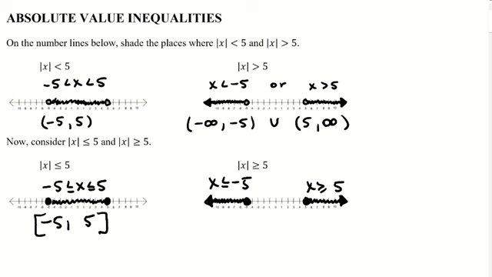If I was going to write this as two intervals, because there's two different places where this is happening, I could say negative infinity up to negative 5. Okay, not including negative infinity, but including negative 5. Union 5 to positive infinity.